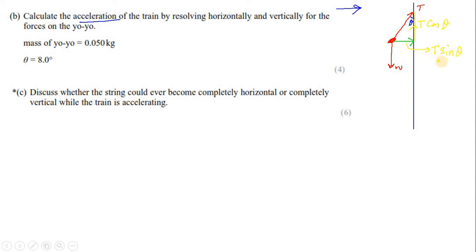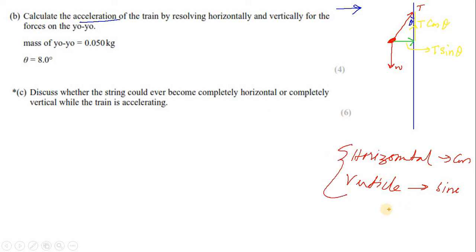Most of the time my students keep asking me, sir, how do we know which one is sine and which one is cos? This is the most common confusion. Generally, students keep thinking that horizontal is cos and vertical is sine. In most cases this is true, but not always.